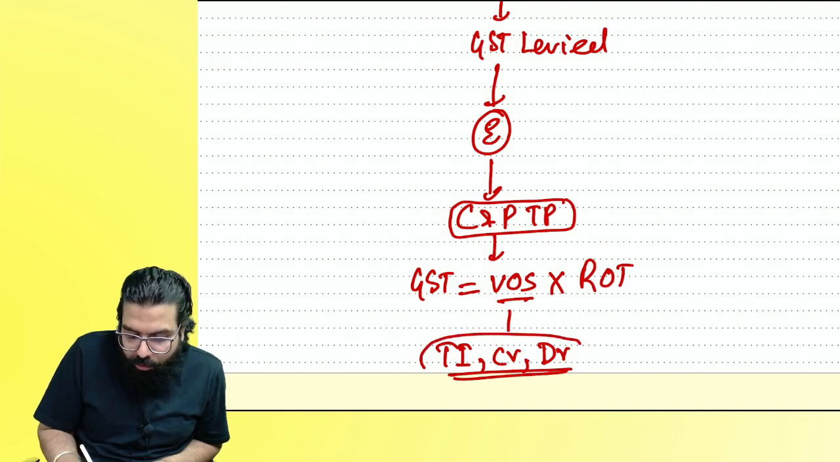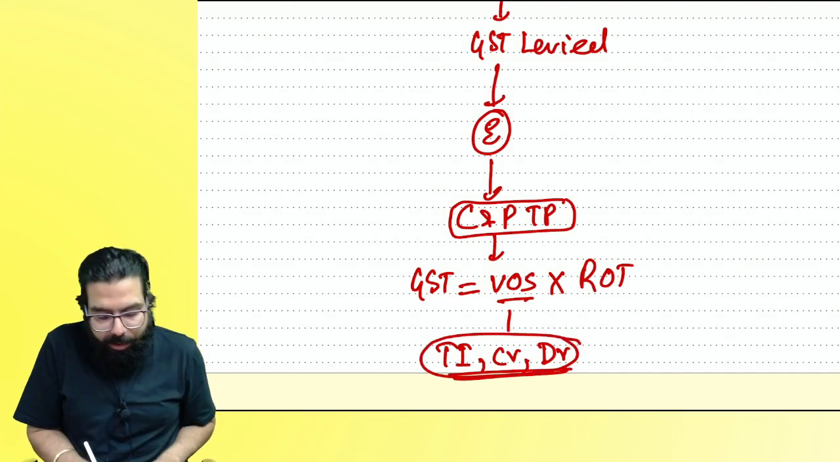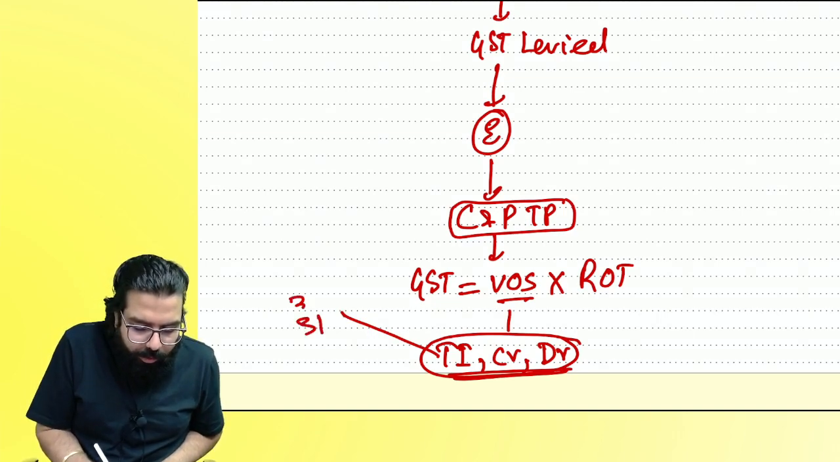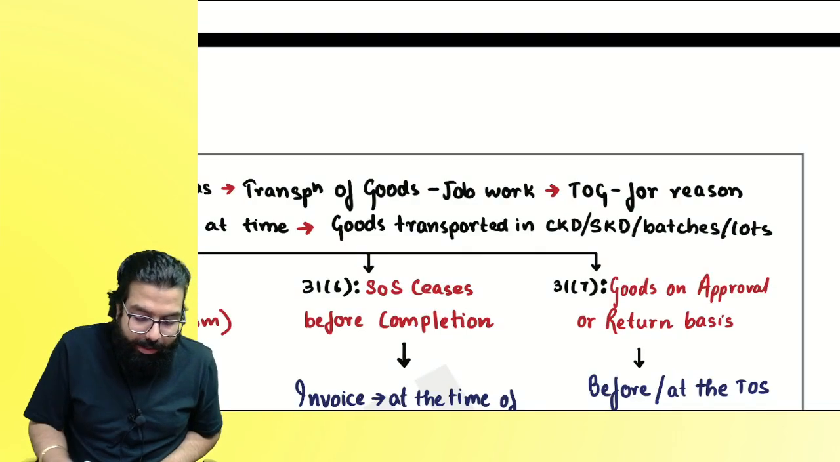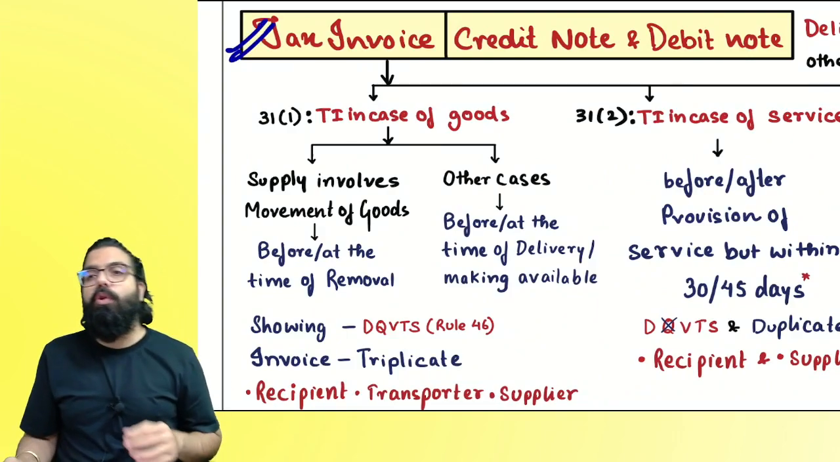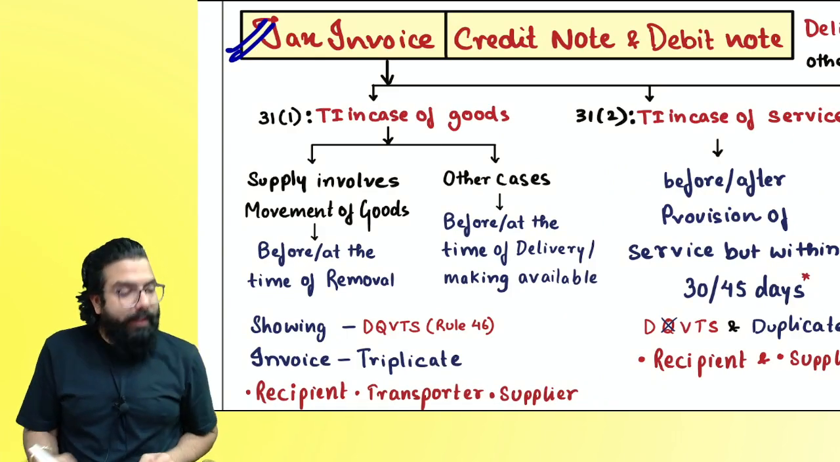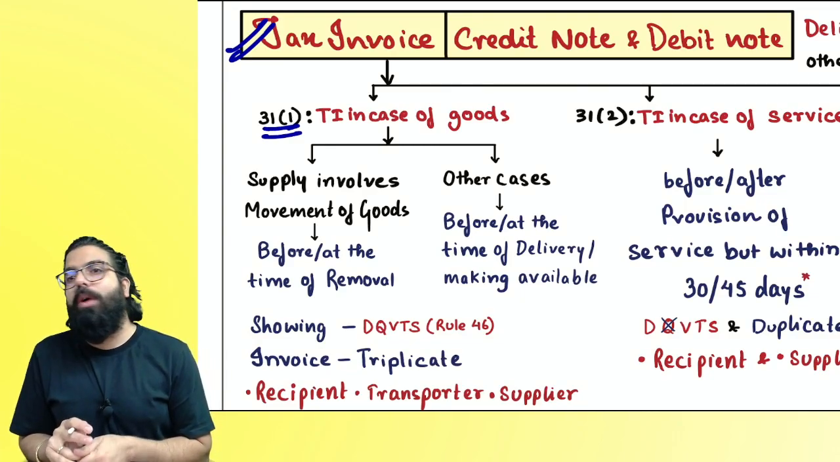Right, everyone? So here comes the chapter of tax invoice, credit note, debit note. Section number 31, 32, 33, and section number 34. Let's go ahead and quickly understand tax invoice, credit note, and debit note. Section number 31 goes ahead and talks about tax invoice. Section number 31 has section number 31(1) till section number 31(7).